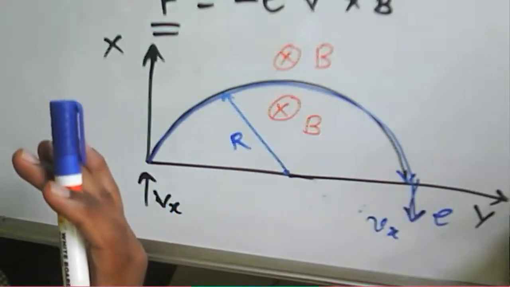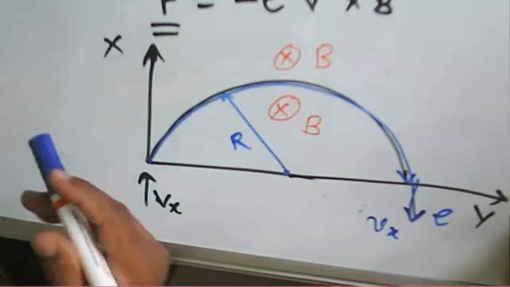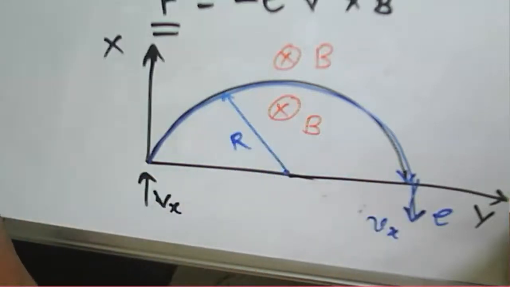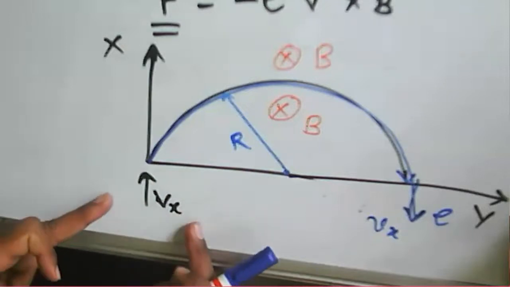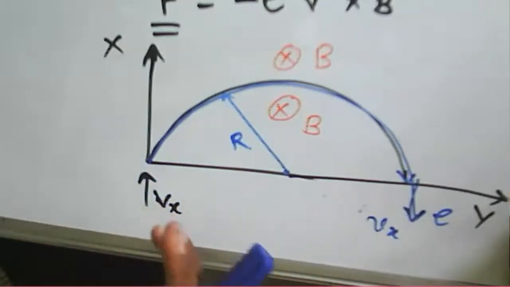But suppose the electron is not interacting with the magnetic field, then there won't be any force exerted on the electron. So in that case, there will be no work done. In that case, velocity will be a constant. Okay. Velocity will be a constant.